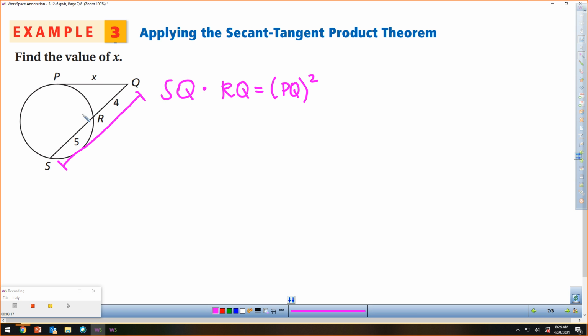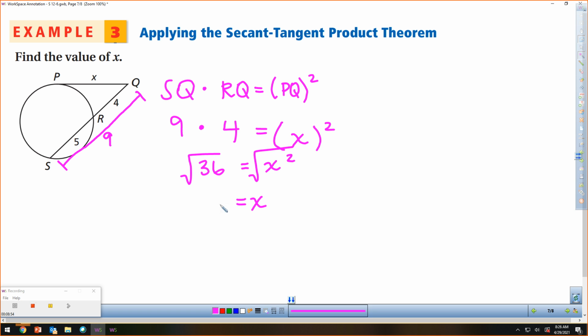So what is the length of SQ, guys? 9 times the length of my outside, which is RQ, is what? 4. And that's equal to PQ, my tangent, x squared. So 9 times 4 gives you 36. That's equal to x squared. What do I do to get x by itself? Square root both sides. And when you do that, you get x equals 6.